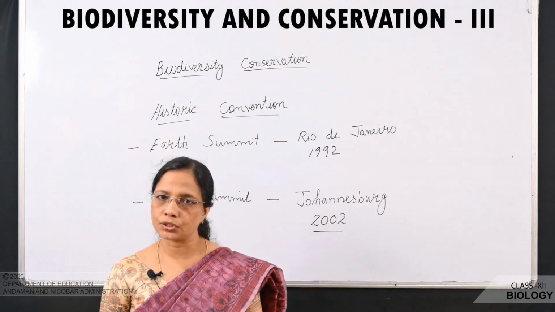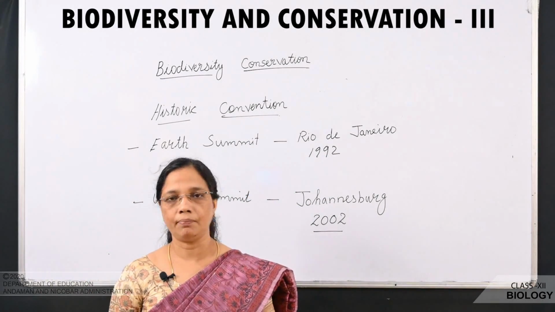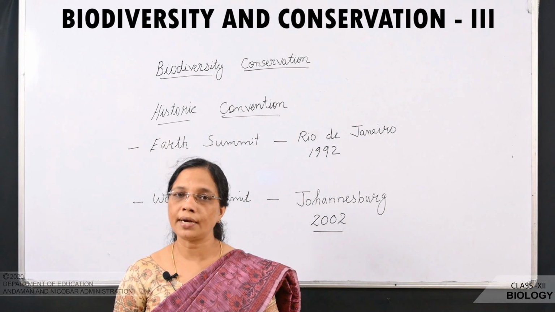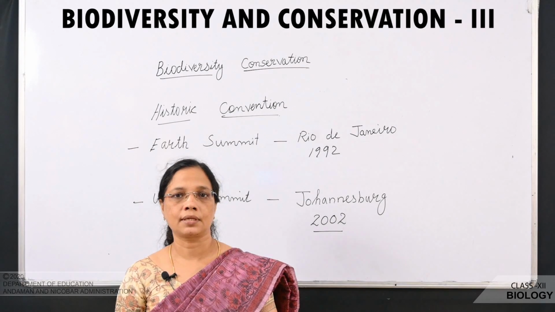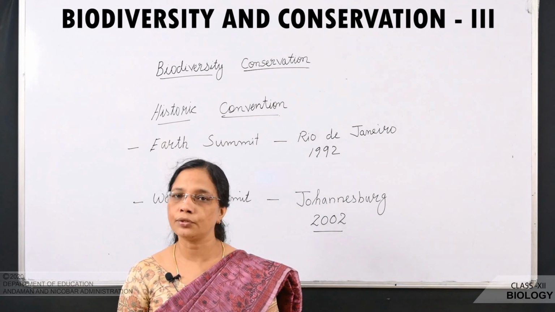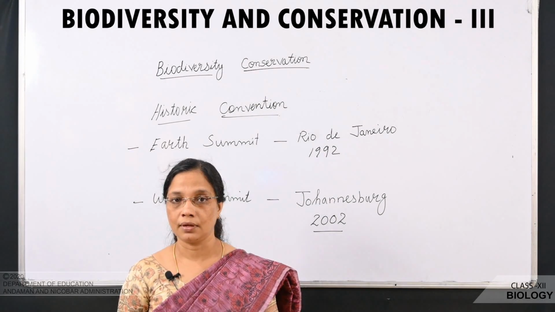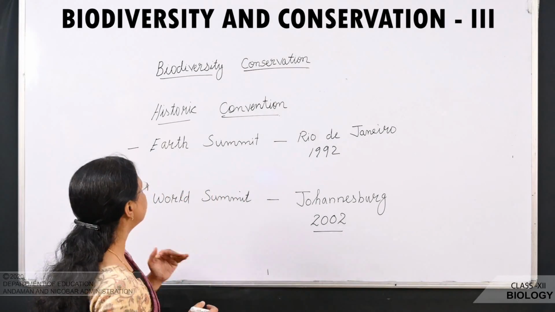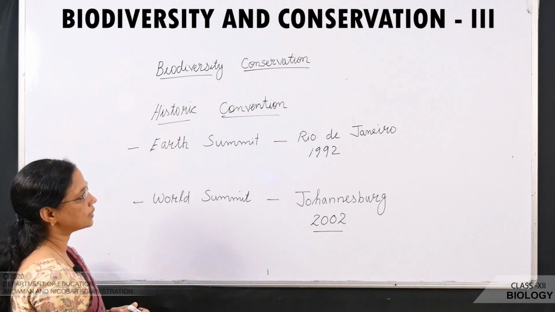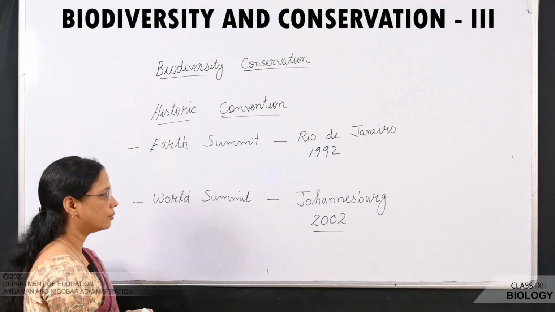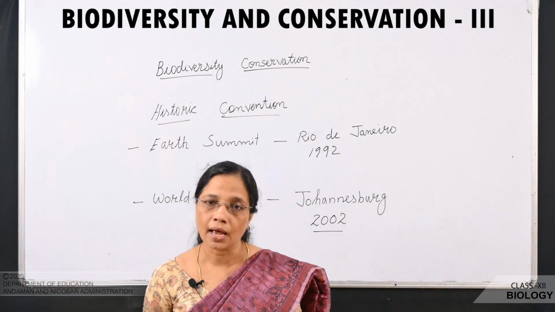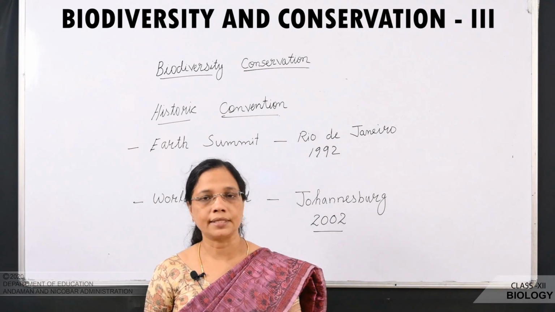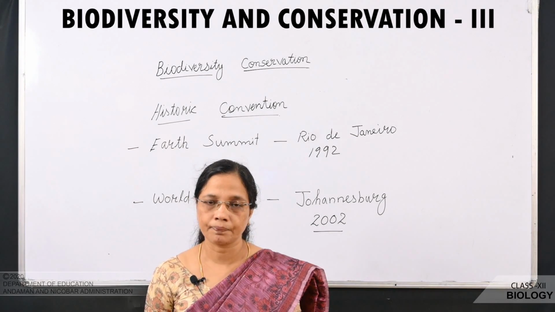Here the agenda is sustainable development. Nearly 190 countries took a pledge to achieve this development by 2010. These are the two historic conventions, the Earth Summit and the World Summit, held in order to conserve biodiversity and to make sustainable development.